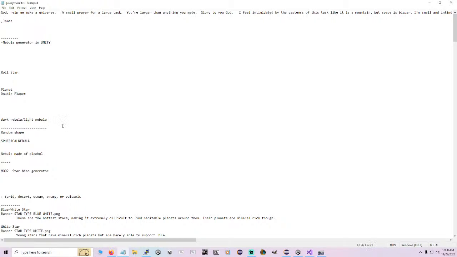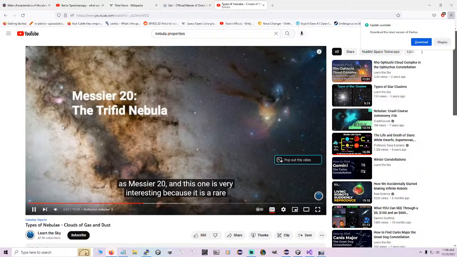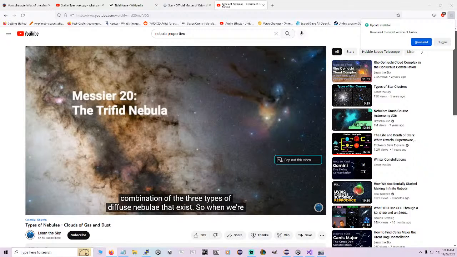This is actually interesting. The next nebula I'd like to share with you is called the Trifid Nebula, also known as Messier 20. And this one is very interesting because it is a rare combination of the three types of diffuse nebulae that exist. When we're looking at this picture, we're looking towards the center of the galaxy, right through the constellation Sagittarius. Direct your attention to this area, and this is the part of the picture that we're going to zoom in on, and this is what we find.